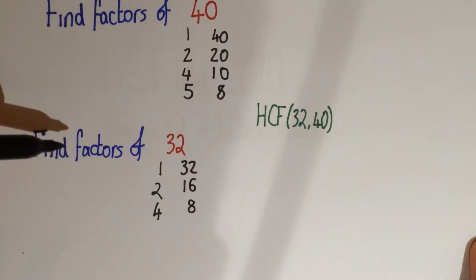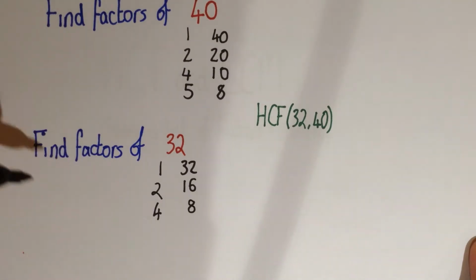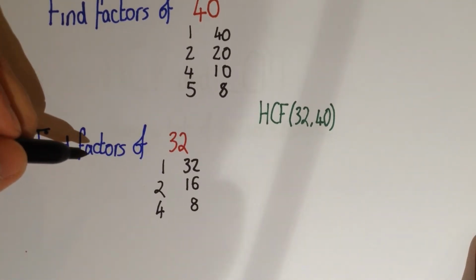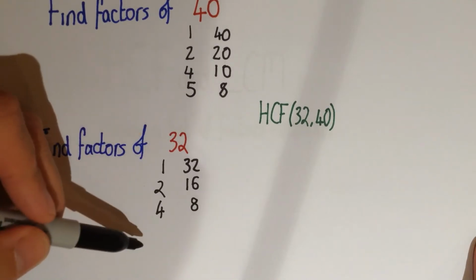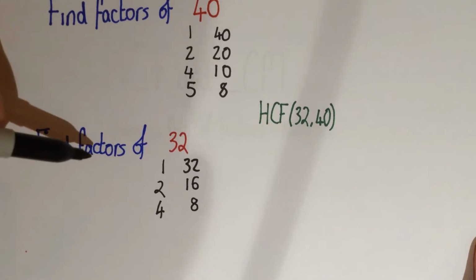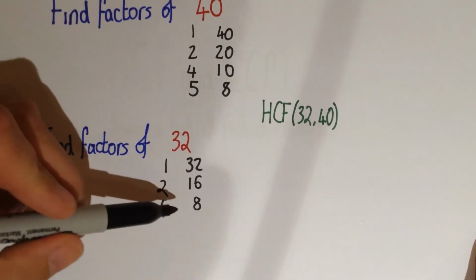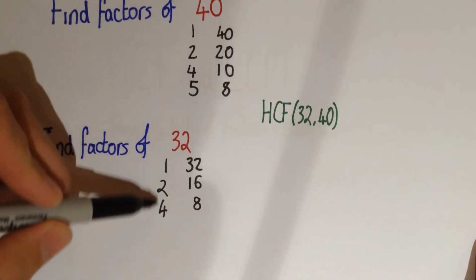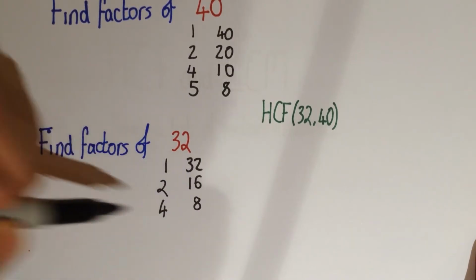5 doesn't go into 32. 6 is the next number I need to try. 6 doesn't go into 32. It's not in the 6 times table. 7 again doesn't go into 32. 8 is the next number I need to try, but I can stop. I've already got 8 in my list already. So here we've got all 6 factors of 32.